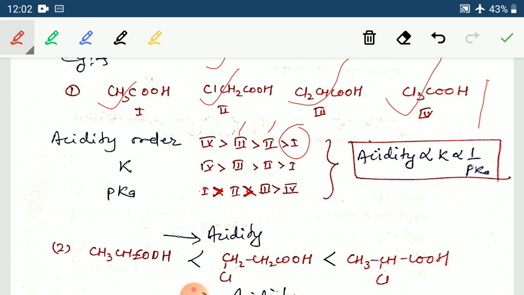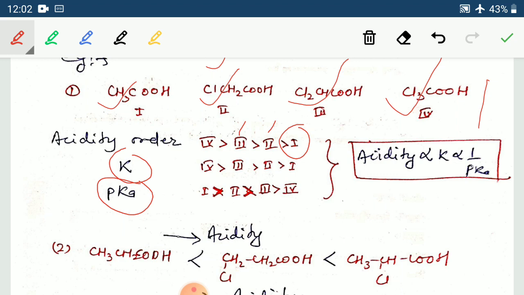So as acidity increases, its dissociation constant, that is Ka, will also increase, but the pKa value will decrease. So the higher the pKa value, the lower the acidity, and the lower the pKa value, the higher the acidity. This is a very important thing which can be asked in many competitive exams. So you have to keep this in your mind.